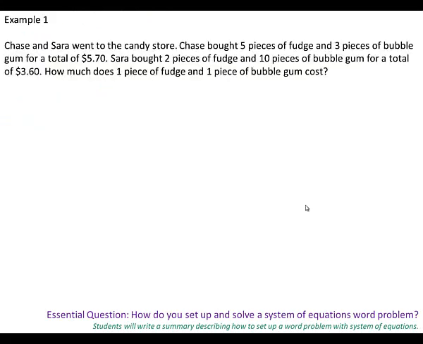Okay, so we've got Chase and Sarah went to the candy store. Chase bought 5 pieces of fudge and 3 pieces of bubble gum for a total of $5.70. Sarah bought 2 pieces of fudge and 10 pieces of bubble gum for a total of $3.60. How much does 1 piece of fudge and 1 piece of bubble gum cost? So this is a fairly typical problem. They give you something about money.